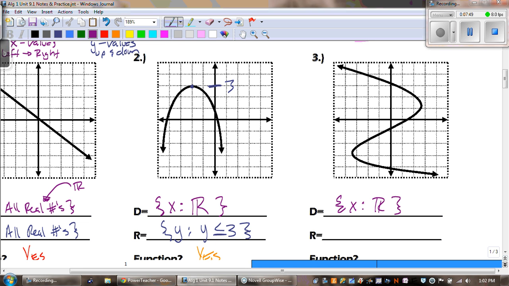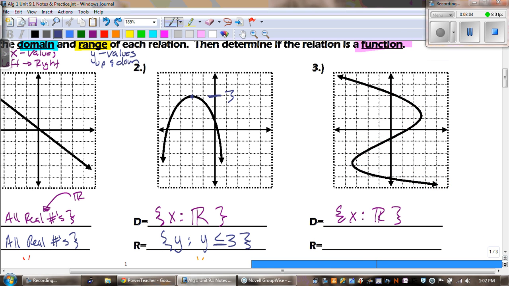What about the range? Now the range is the same thing. Okay, there's no beginning because this keeps going up and it keeps going down. So no start, no stop. We can't see it. So the y, the range is all real numbers.